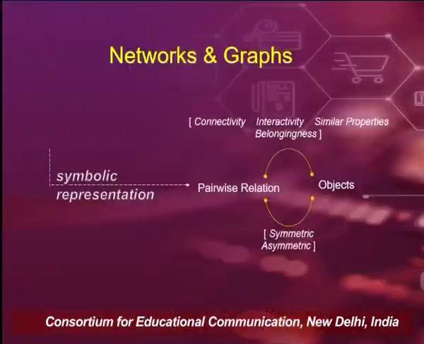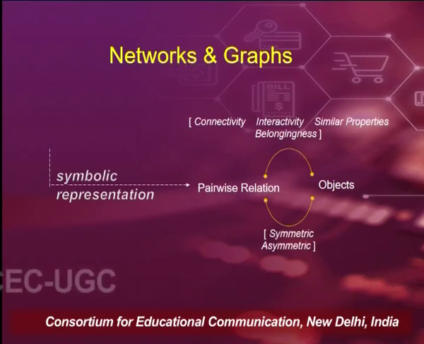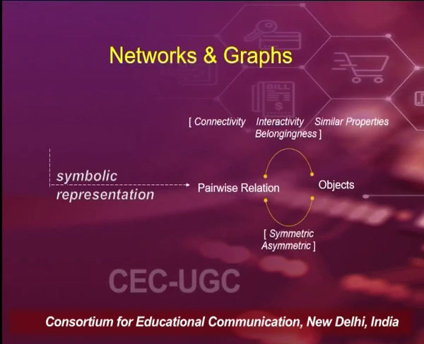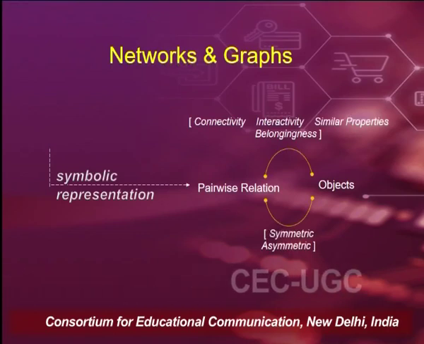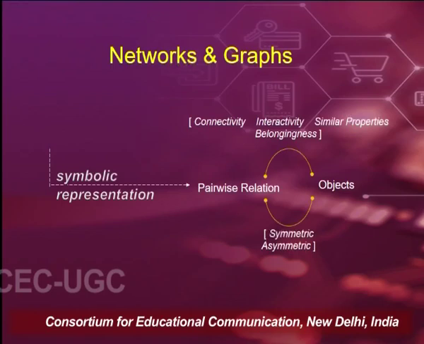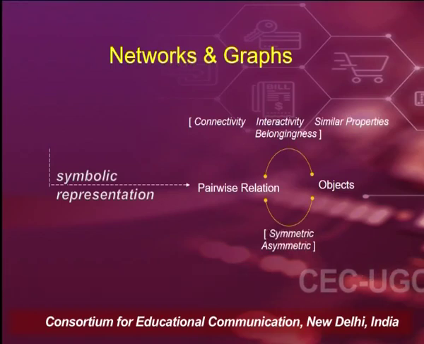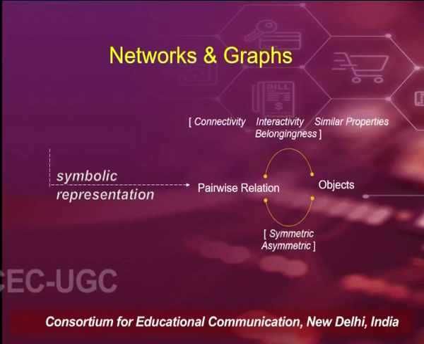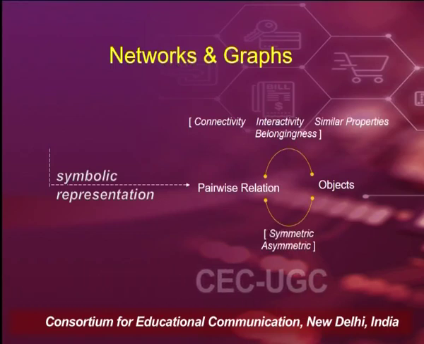Next is interactivity. In some social networks or social physical world networks, we have interactions in the form of sharing of ideas or communication of certain concepts regarding trends that are going on. So that becomes the interactivity. Similar properties are when two objects share the same kind of structure or the same kind of behavioral aspects.